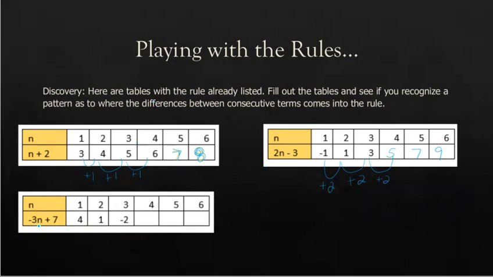Okay, here we have -3n plus 7. I'm going to go from 4 to 1 to -2. So 4 to 1, I'm subtracting 3. 1 to -2, I'm subtracting 3. So -2, if I subtract 3, would be -5. If I subtract 3 more, I'm at -8. 3 more, -11. So here I'm subtracting 3, and my rule was -3n plus 7.